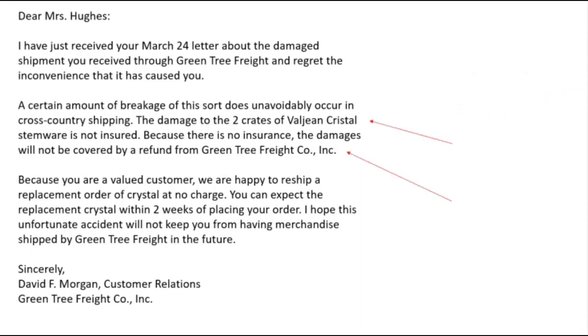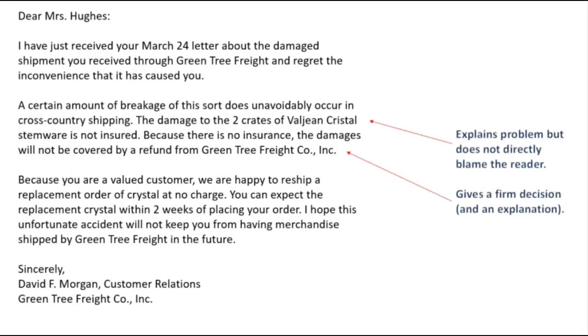Now, this second paragraph is a little bit different. Notice that this paragraph explains the problem but does not directly blame the reader. It's very important in business not to blame the customer or the reader for the problem. A firm decision is given at the end of the paragraph along with an explanation. This helps the reader see that the property will not be covered. They're not going to get a refund.